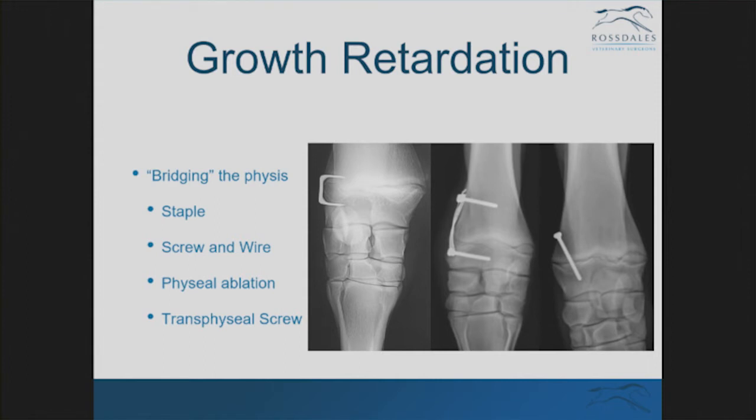The middle picture there is the screw and wire. I'm sure everyone's had experiences with these and seen these. I don't think it's used quite as much anymore, but it was a pretty commonly used technique at one point. And then the picture on the far right is the transphyseal screw, which has become probably the most commonly used technique as far as growth retardation techniques are concerned.